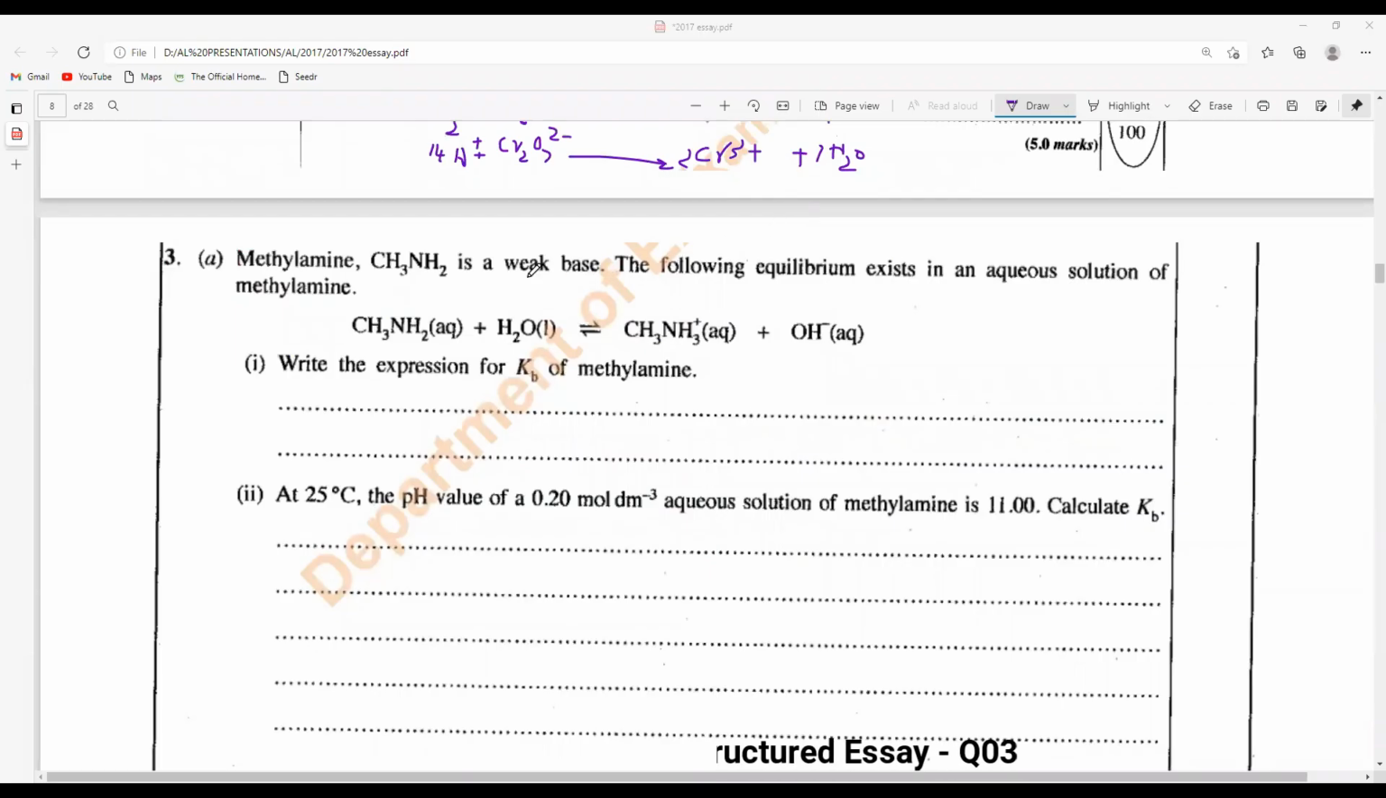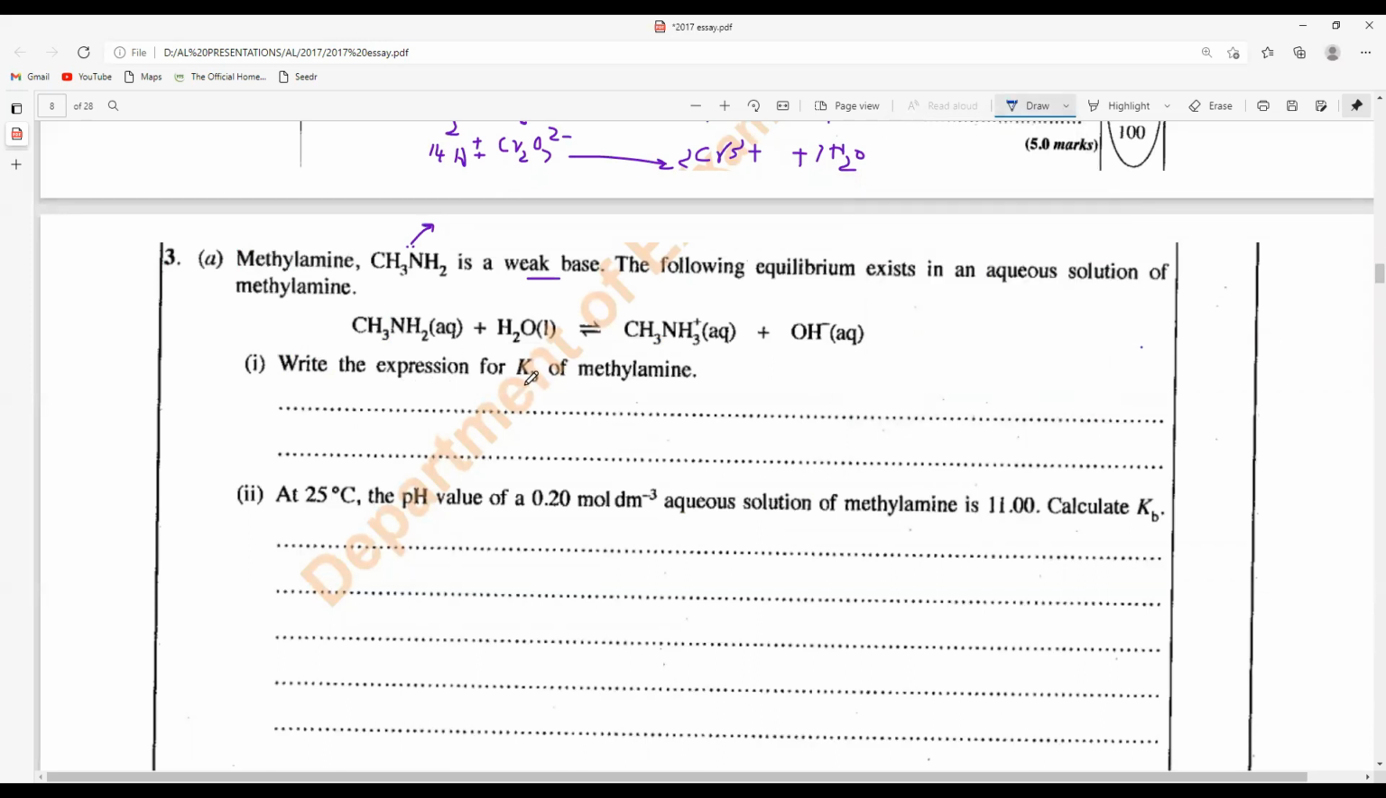Right, methylamine is a weak base, so these two electrons, the lone pair, can be given to a Lewis acid or any acidic compound. So the following equilibrium exists in an aqueous solution. How is this base nature formed? It can do the acid-base reaction with water, and here OH minus is given out, which is essential for a pH higher than 7 at 25 degrees Celsius, which shows this is a weak base, right? So we'll discuss the questions based on that.